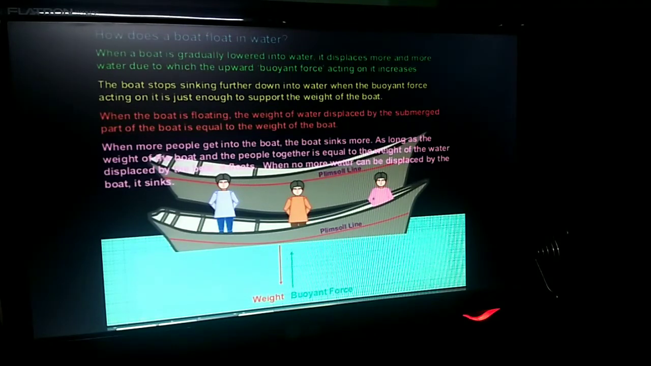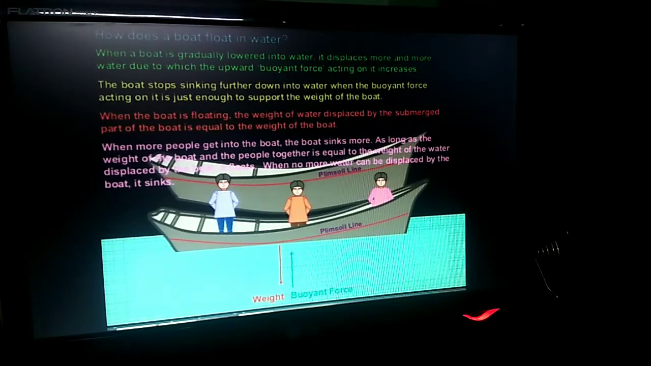Once again, how does a boat float in water? When a boat is gradually lowered into the water, it displaces more and more water, due to which the upward or buoyant force acting on it increases. The boat stops sinking further into the water when the buoyant force acting on it is just enough to support the weight of the boat. When the boat is floating, the weight of water displaced by the submerged part of the boat is equal to the weight of the boat.